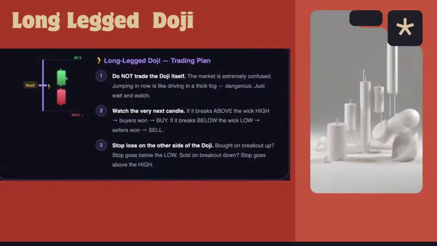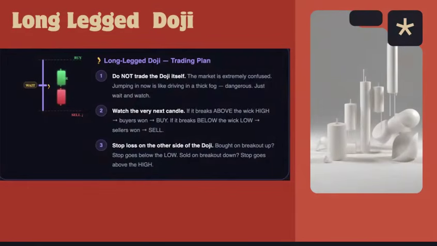Long leg doji. Price shot way up during the session, then crashed way down, then came all the way back to where it started. Both buyers and sellers fought aggressively and neither side won. Step 1, confirmation, whether it's at support or resistance. Watch the very next candle. This is where the long leg doji becomes tradable.